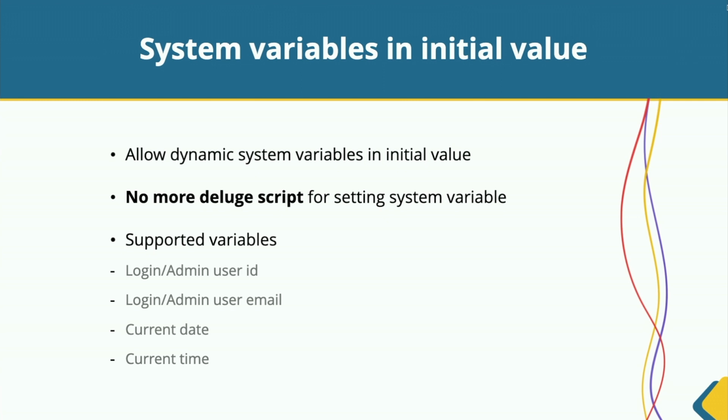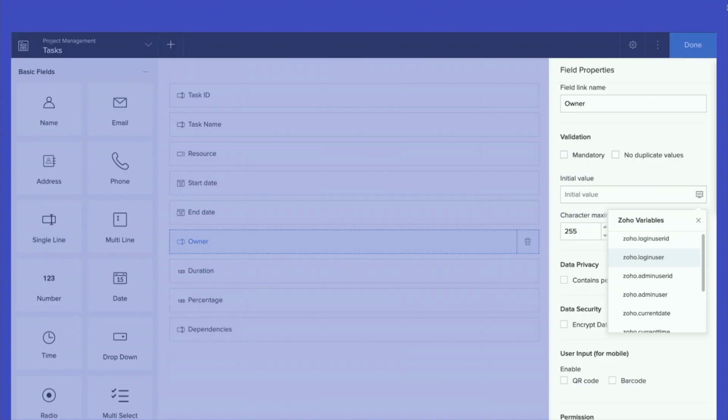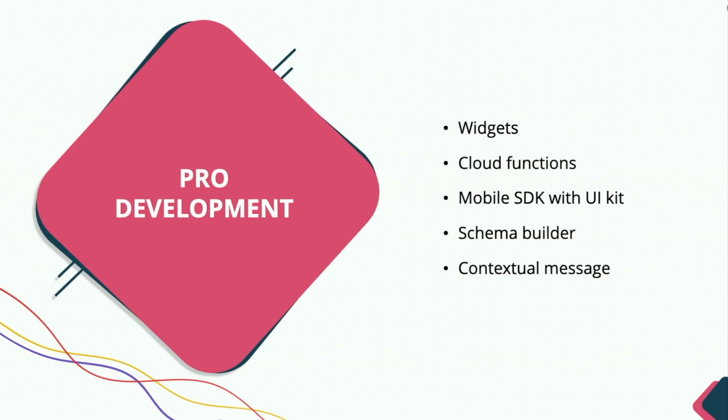You go to Deluge on success of a form submit, and you write a Deluge script where you set the login user, email, or ID, or current date, or current time, the system variables. Now you can do it from the builder itself. You take the owner field, then assign the Zoho login user ID as the owner of this record, and it automatically fetches the login user ID and puts it in. So that's from an application development perspective. We have added tons of features.